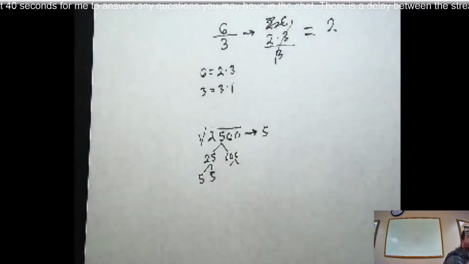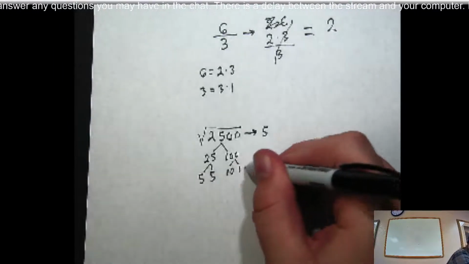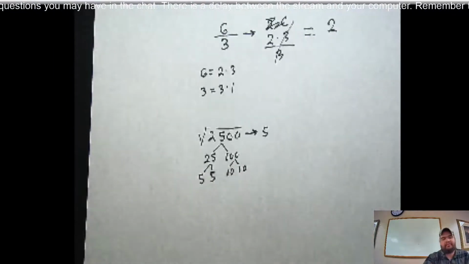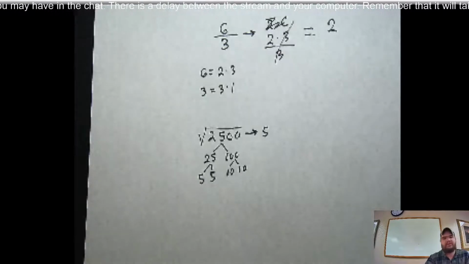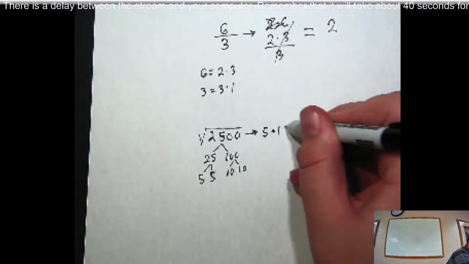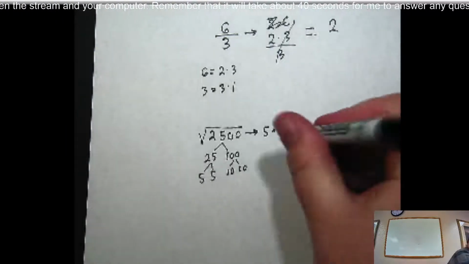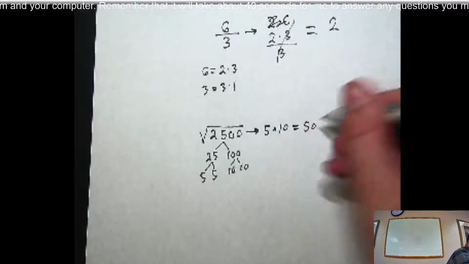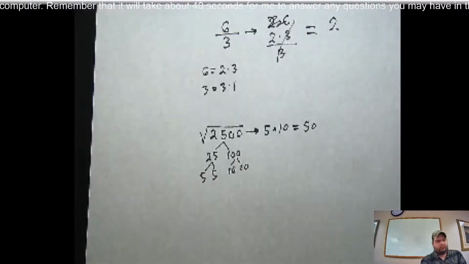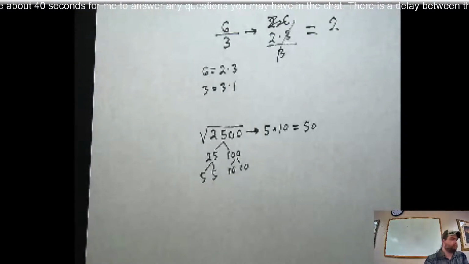100, let's see. 100 is 10 times 10. Which I could break that down further, but I don't need to because they match. So I know that I can take a 10 out. So what is the square root of 2,500? 50. So factors and prime factors are very useful.